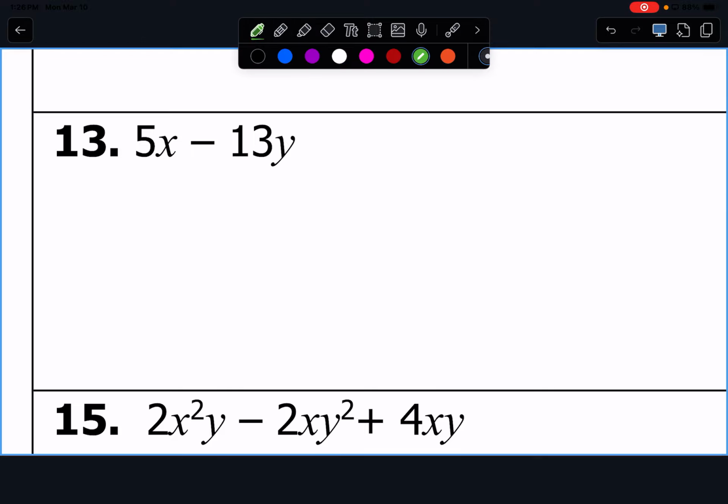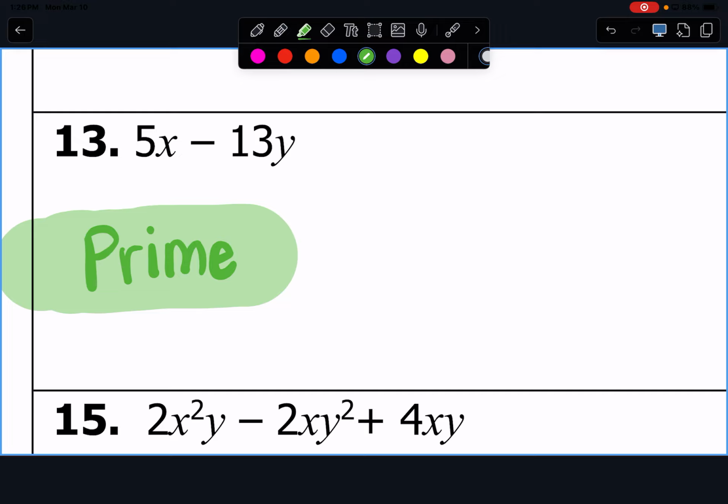For number 13, is there a GCF? No. So what that means is it's prime. It's like a prime number. Because a prime number, what is the only thing that can go into a prime number? One and itself. So like 7 is a prime number. 13's a prime number.